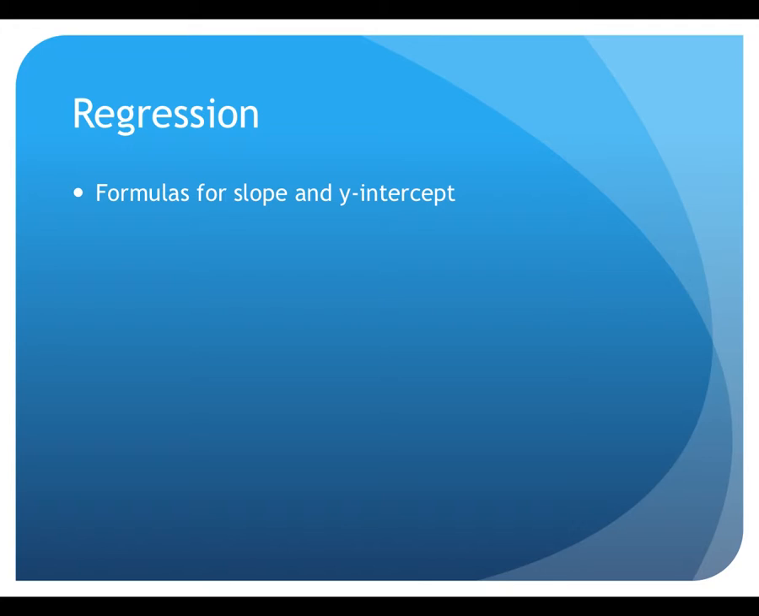Okay, do we remember the formulas for slope and y-intercept? What's the formula for a? A is y bar minus b x bar. B is r times s_y over s_x. You guys need to have those memorized. This is slope, that's y-intercept.